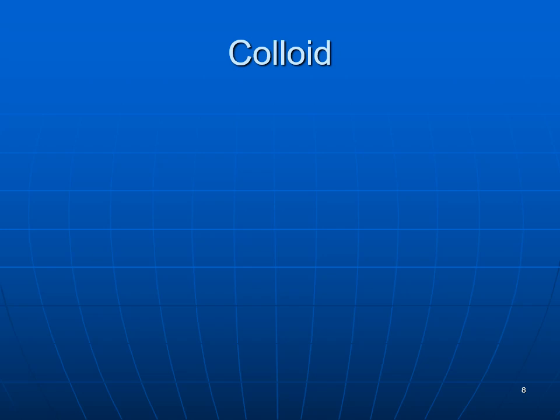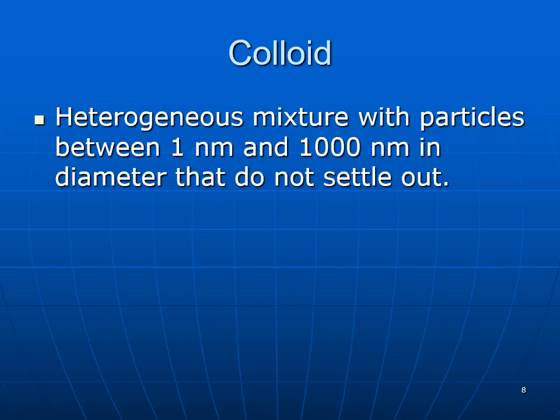We have several types of colloids that exist. Now, particles in a suspension are much larger and can settle out of solution. A colloid is a heterogeneous mixture with intermediate sized particles, particles where the size is between 1 nanometer and 1,000 nanometers in diameter, and these don't settle out. Particles not settling out means that they just stay suspended. So it's kind of like a suspension, but the particles are smaller and they stay within the mixture. They don't fall out.